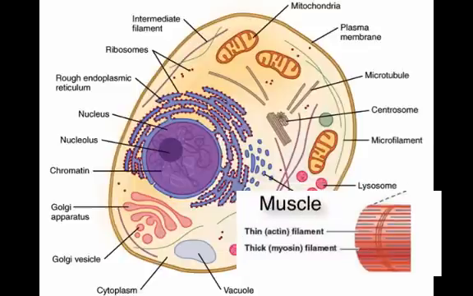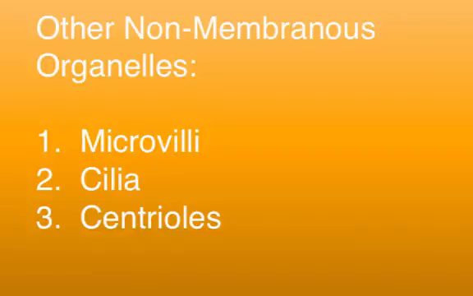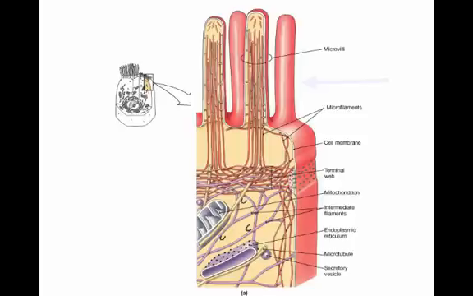Thick filaments are the thickest of the cytoskeleton components. They contain a protein called myosin. Thick filaments are only found in muscle cells, and they interact with actin and the thin filaments to provide muscle contraction. Non-membranous organelles other than cytoskeleton include the microvilli, cilia, and centrioles.